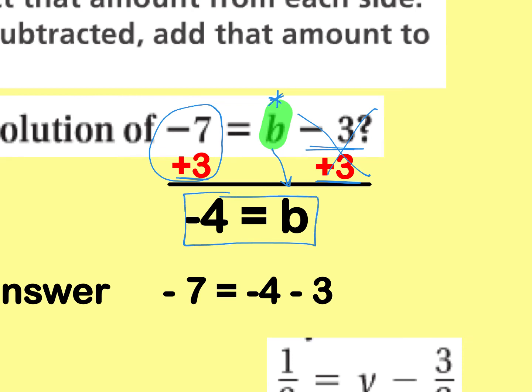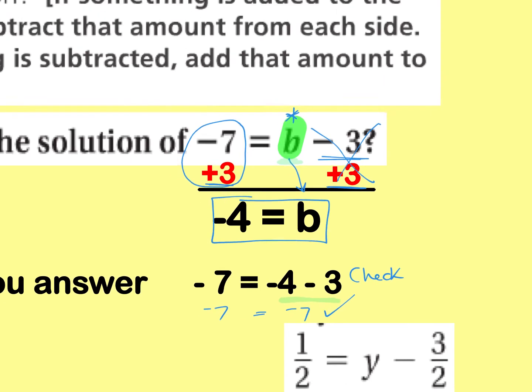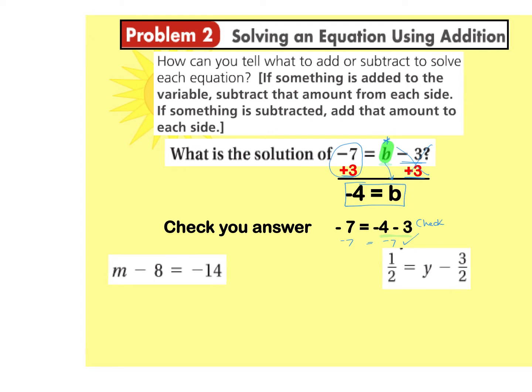So negative 4 is the solution, and what they're showing down here is that we can check it. If you go back into that original equation, where you see that b, they're plugging in negative 4. Negative 4 minus 3 gets you negative 7. So negative 7 equals negative 7. That means that we are correct. Let's take a look at a couple of these down below.